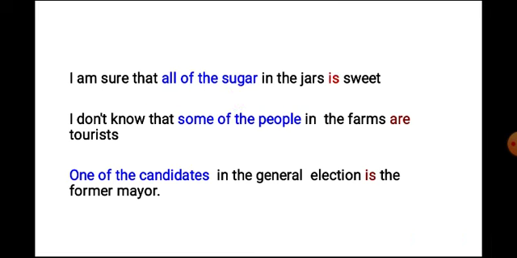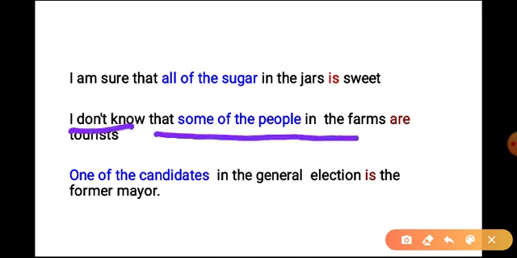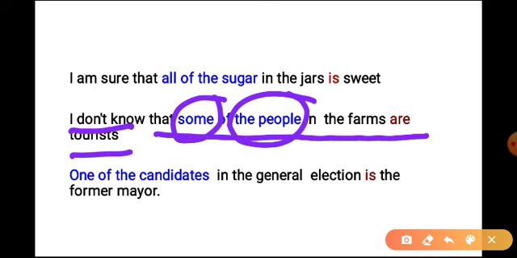The next, I don't know that some of the people in the farms are tourists. Di sini terdiri dari dua klausa. Klausa pertama yaitu I don't know, kemudian that some of the people in the farms are tourists. Oke, klausa kedua. Oke, I don't know, kemudian some of the people, ada some dan people di sini, more than one. Oke, jadi kata kerjanya adalah are. Oke, people di sini more than one.